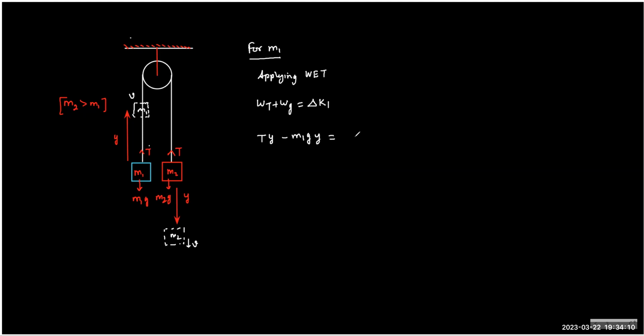And what does delta K mean? Final minus initial. So if you release from rest, then initial is 0, final is how much? Half M1 V square. Am I right? Yes. Initial is 0. So we always write final minus initial. We don't write big minus small. We write final minus initial. So sometimes it may be negative, but you are not supposed to worry about it. Is this clear?